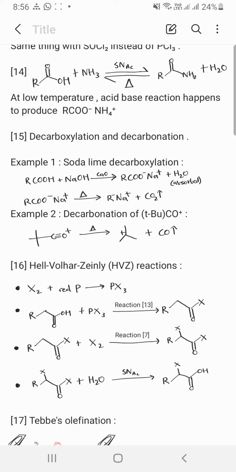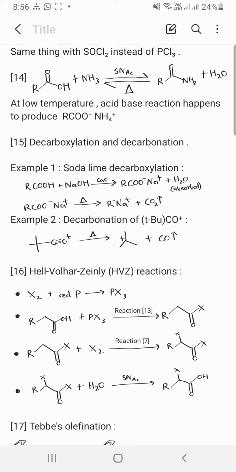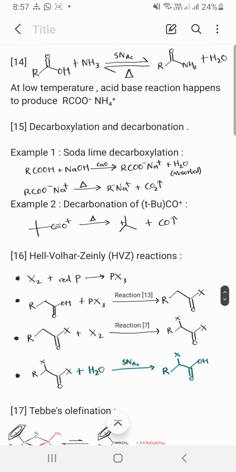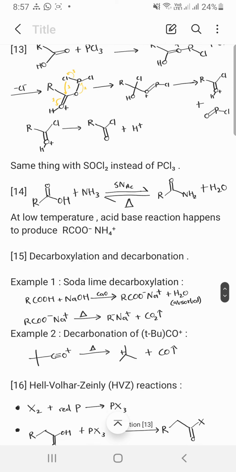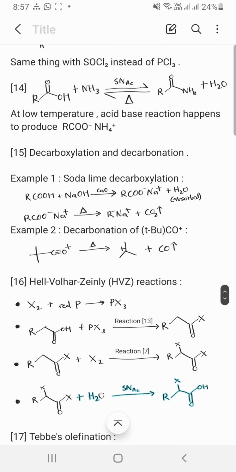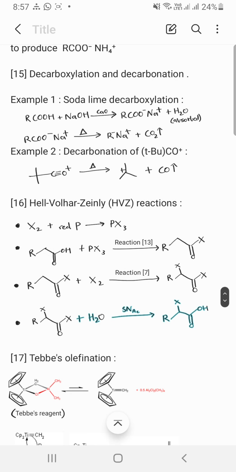Amide creation. At low temperatures, it will just do an acid base reaction. At high temperatures it will do this thing, decarboxylation and decarbonation. Fine. I mean, okay, this is a reversible reaction. So, of course, you need to remove water in order to actually do this reaction. Soda-lime decarbonation of this guy.